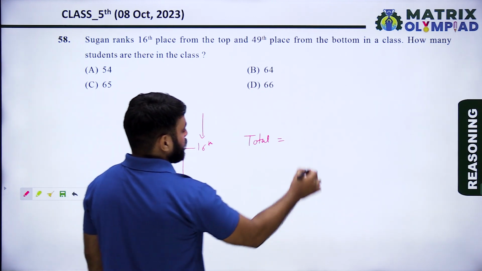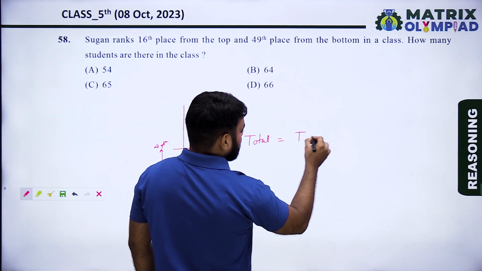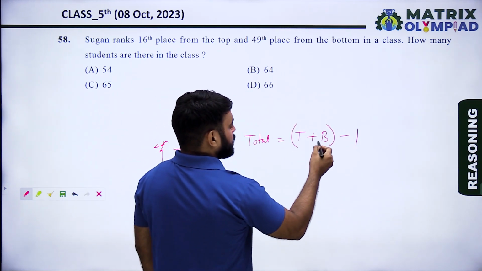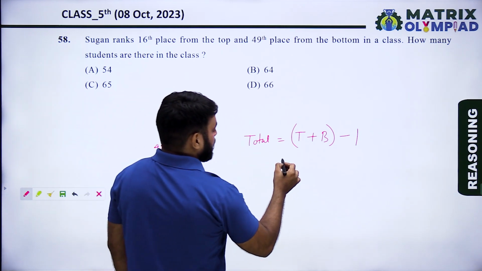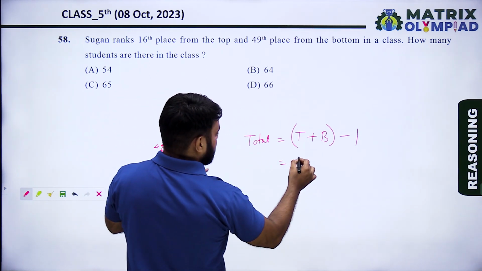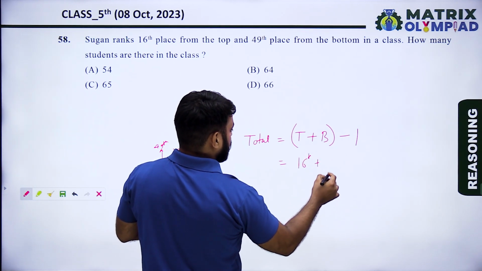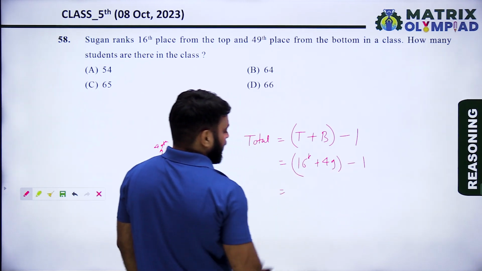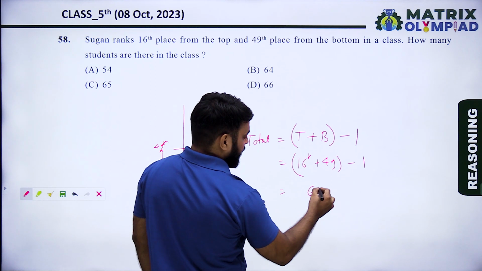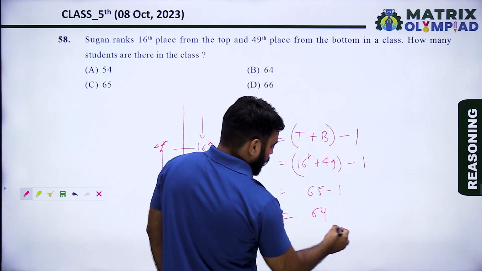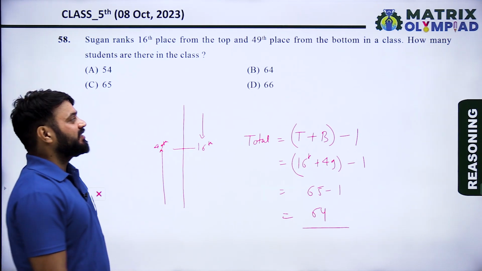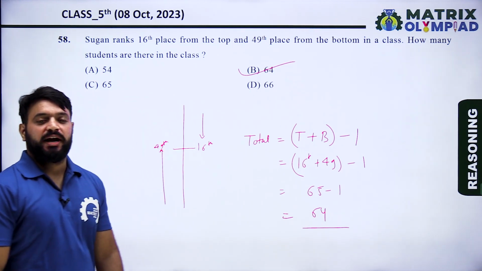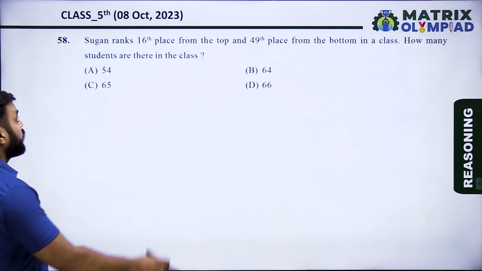So total is equal to top place plus bottom place minus 1, because one person is counted in both. So top place is 16 plus bottom place is 49 minus 1. 49 plus 16 means 65, minus 1, so 64. There are 64 students in this class. So the correct option is option B. Let's move on to the next question.